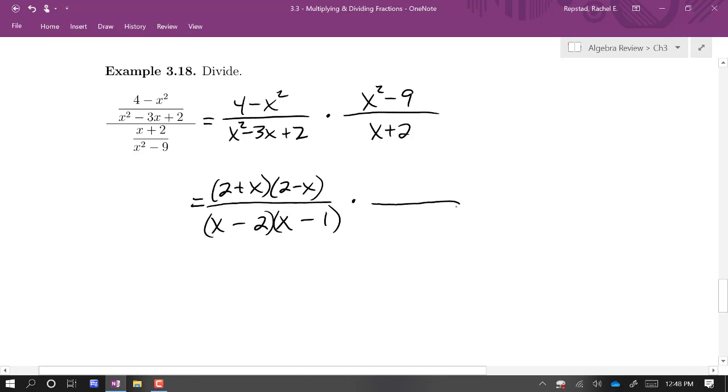In the second fraction, we have a difference of squares up top. So that's x plus 3 times x minus 3, and then we have x plus 2 on the bottom. Now I'm going to do some rewriting before I cancel anything. The first thing is to note that 2 plus x is equal to x plus 2, right? I mean, we can flip the order of addition if we want.